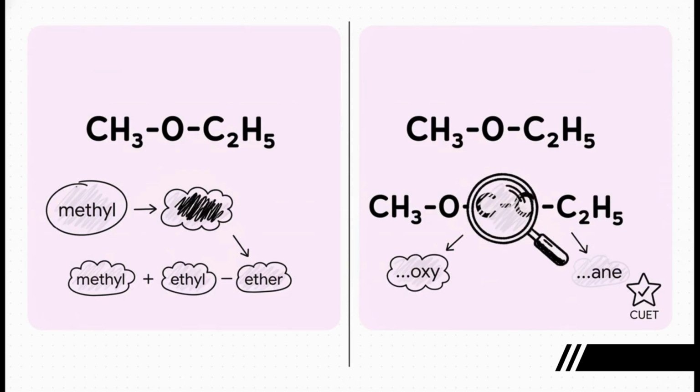But the one CUET really loves is the IUPAC system. The rule is simple. Just remember this. The smaller carbon group gets the oxy suffix, and the bigger one becomes the main alkane name. So if you have a methyl and an ethyl group attached to the oxygen, methyl is smaller, right? So it becomes methoxy. The other part is ethane. Put them together, methoxyethane. You get that down, and you've just banked some easy points.